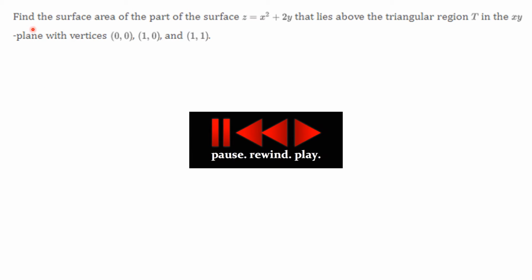Let's do a problem. So here you define the surface area of the part of the surface z equals x squared plus 2y that lies above the triangular region T in the xy plane, and the triangular region has vertices (0, 0), (1, 0), and (1, 1). You know what to do. Let's see how you did.